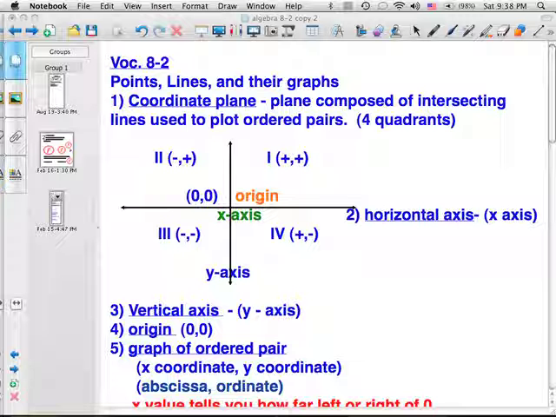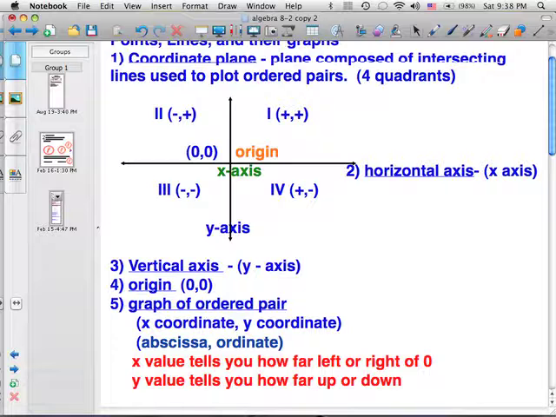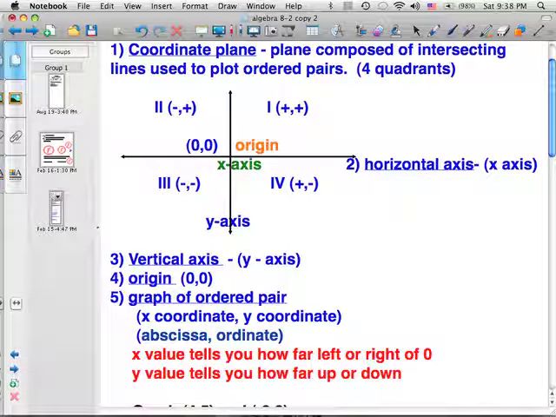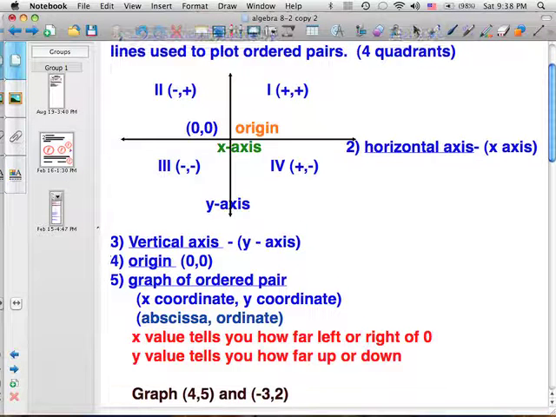The origin is where the two axes cross, and the origin has a coordinate value of 0, 0. When I graph an ordered pair, the x is graphed first and then the y. The x is how far I go left or right, and the y coordinate is up or down. And there are some formal names for that. The x coordinate is called the abscissa, and the y coordinate is called the ordinate.